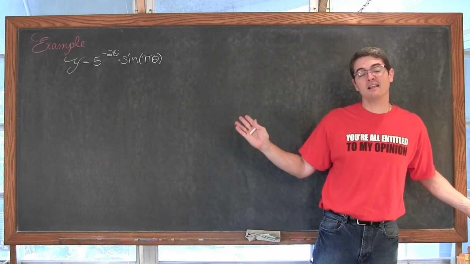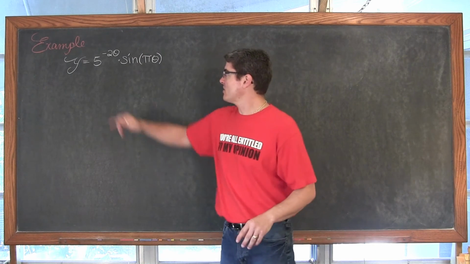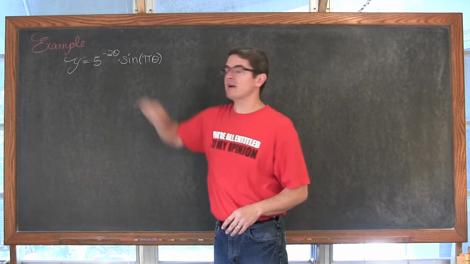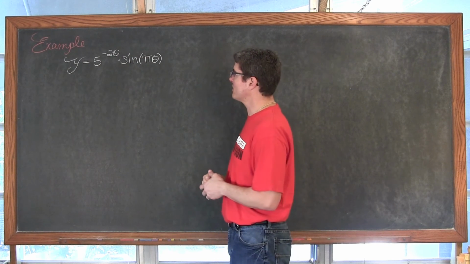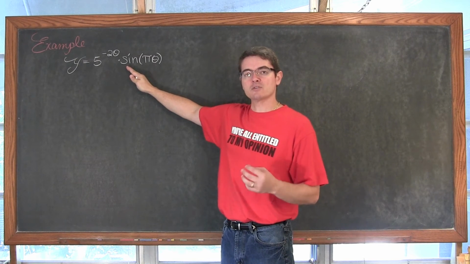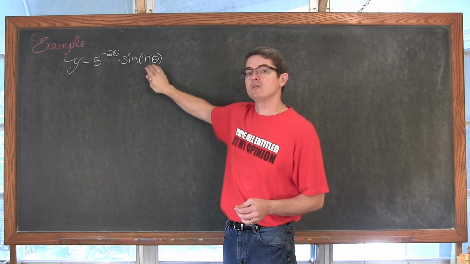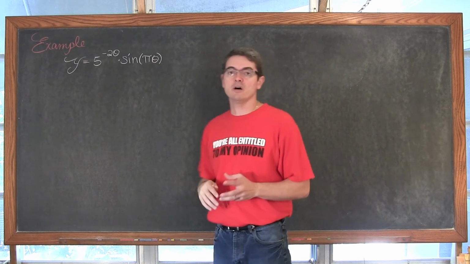This example, like the last, is going to require the use of the product rule. As long as you remember to differentiate with respect to theta, because that's the independent variable in our function, and you remember the derivative of sine is cosine, and we do have a pi theta in here, so we'll have to use the chain rule when we do the derivative of that sine.